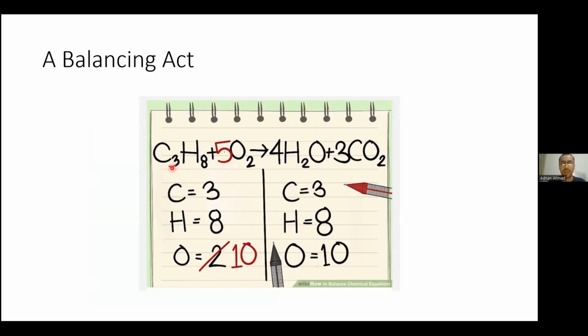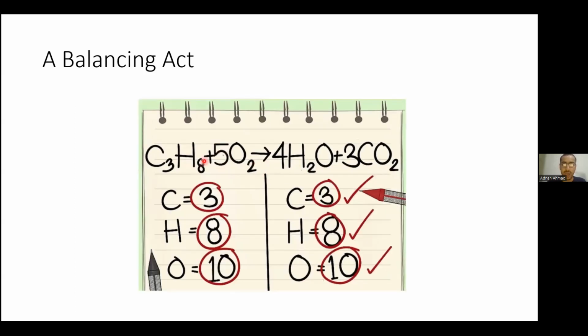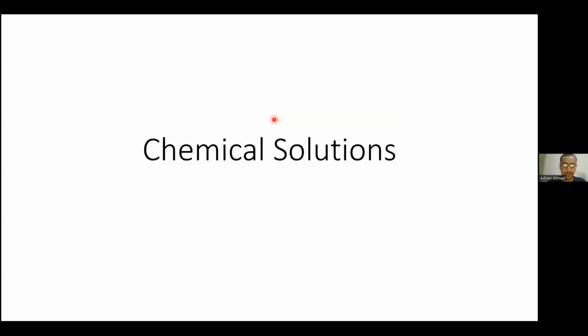If you count here, we have 3 carbon atoms here, 3 carbon atoms here, that's why we have written 3. We have 8 hydrogens on the left-hand side, and 8 on the right-hand side, 4 times 2, we get 8. And we have 10 oxygens on the left-hand side, 5 times 2, we get 10. On the right-hand side, we have 10 oxygen atoms, 3 times 2, 6, and 4, 10. So now our equation has been balanced. We have the same number of atoms on the left-hand side and on the right-hand side. So this was the balancing act.